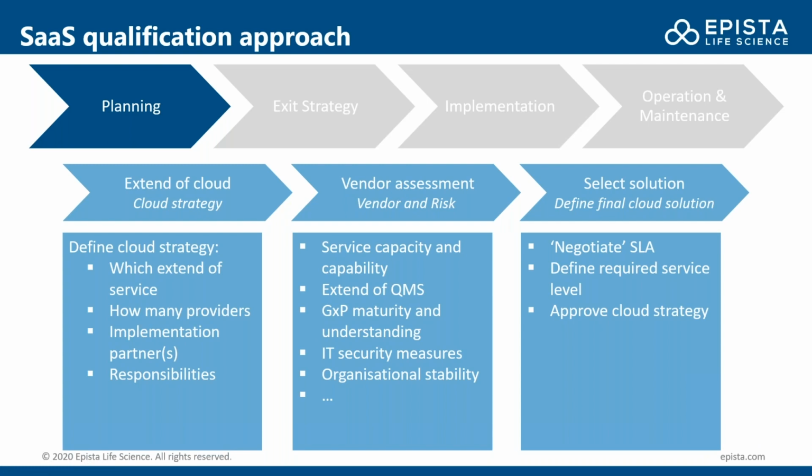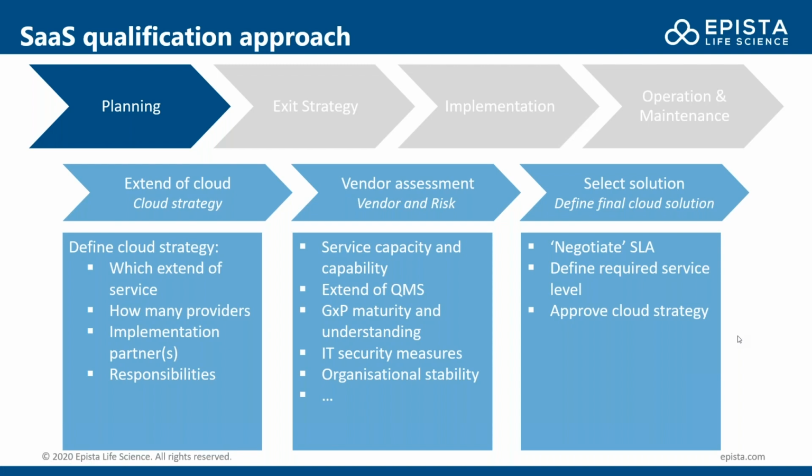So in the planning phase, we can, in general terms, split it up into three underlying topics. We have the extent of the cloud. So what is the cloud strategy? How far do we want to go? Do we want to stay in a co-location? Do we want to have the infrastructure as a service? Or do we want to go all the way to software as a service, as is the topic of the day? How many providers do we want?